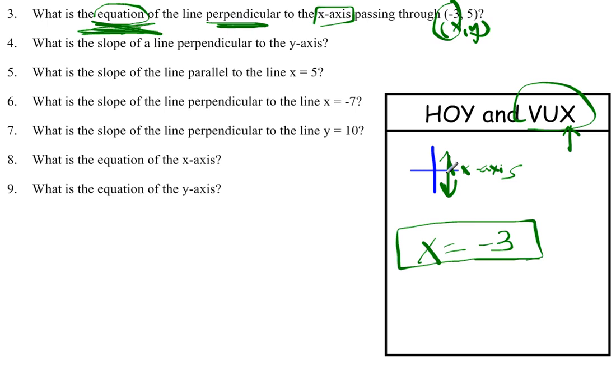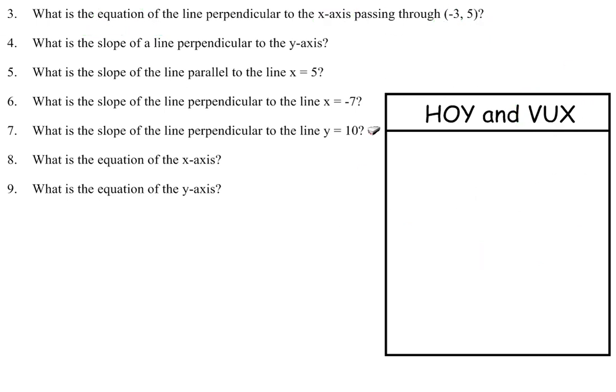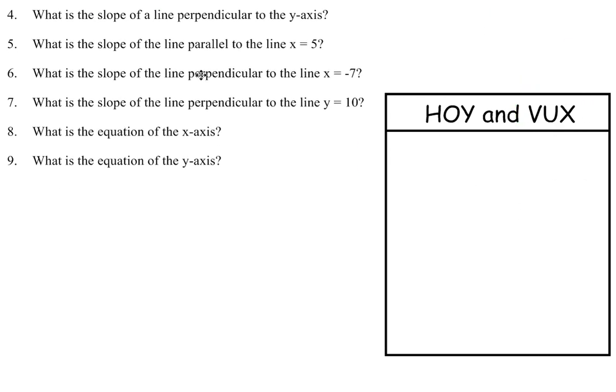There's my equation. Now the actual line itself, (-3, 5), is over here. So the line would actually be on the left side of that y-axis, not the right side like I had drawn. All right, so that's 3. Let's erase that stuff. Go on to number 4.